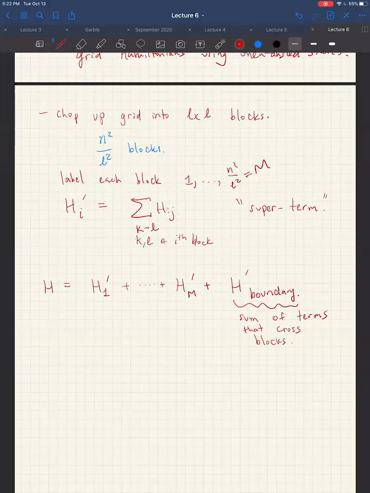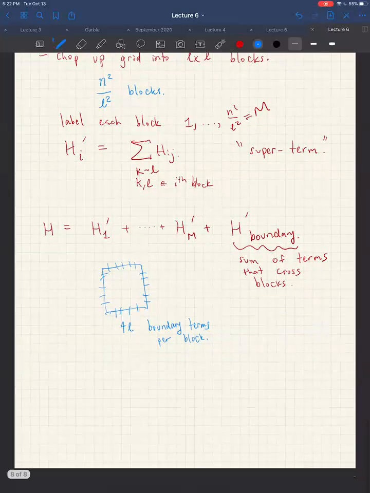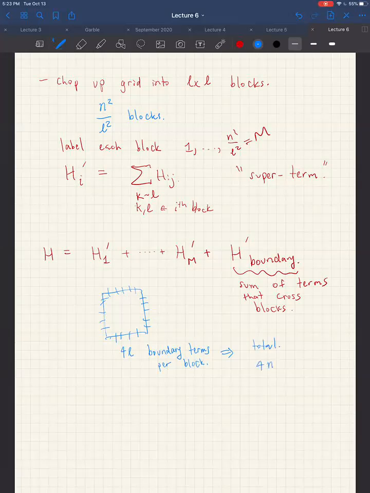Okay, let's first do a quick count of how many boundary terms there are. Each block has roughly 4L boundary terms, right? And there's n squared over L squared blocks. So in total, there are 4n squared over L boundary terms. Divided by 2, maybe? Oh, yeah, probably, because you're double counting, right? So let's say at most 4n squared over L boundary terms.